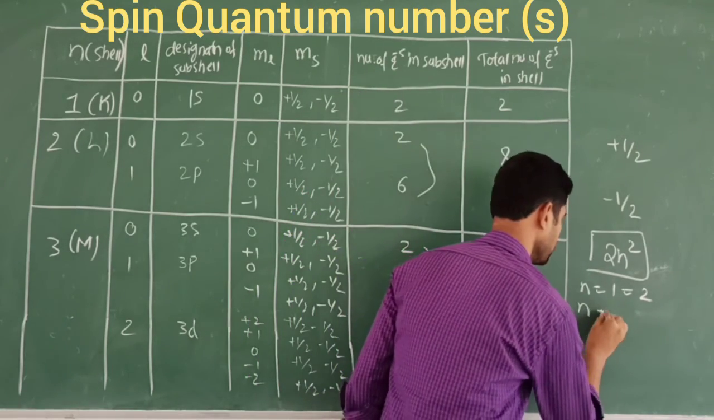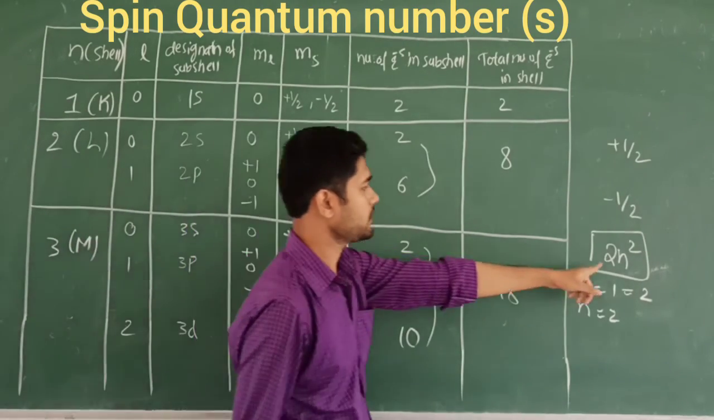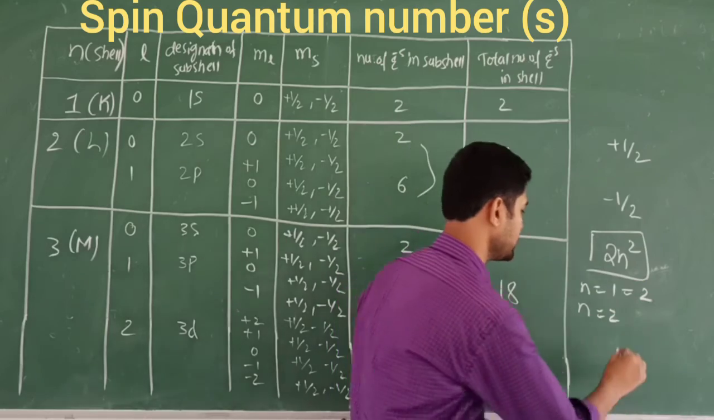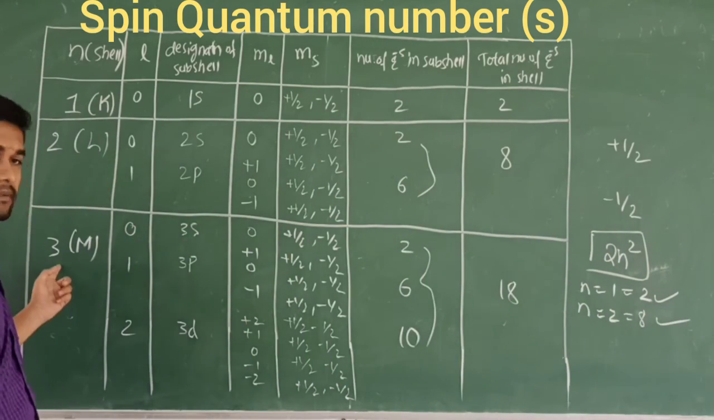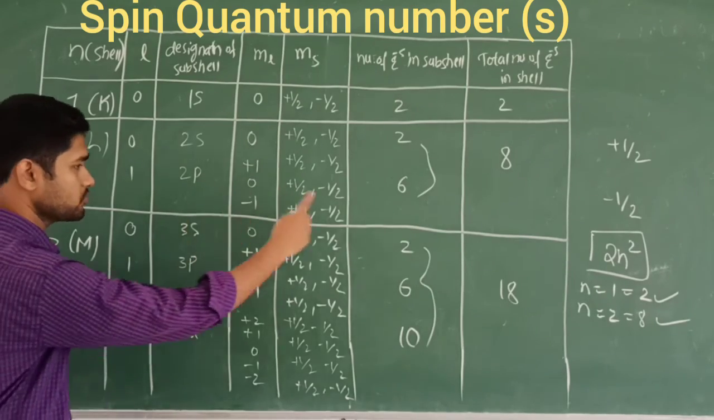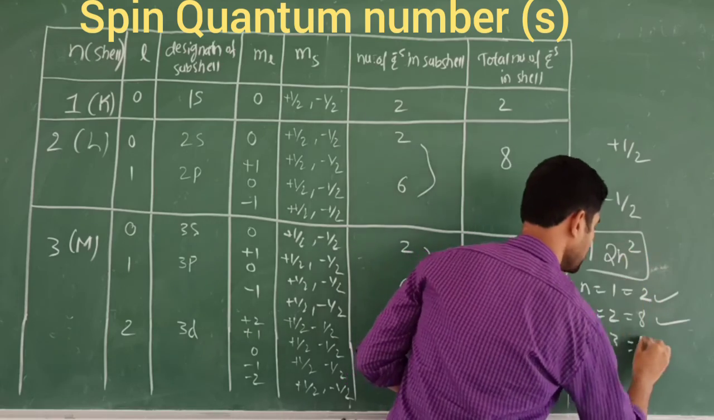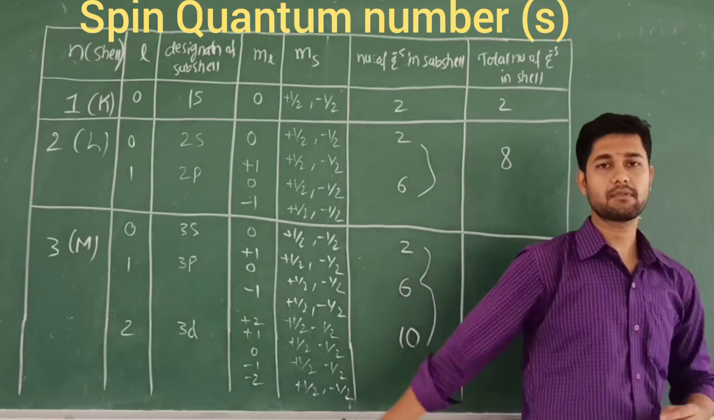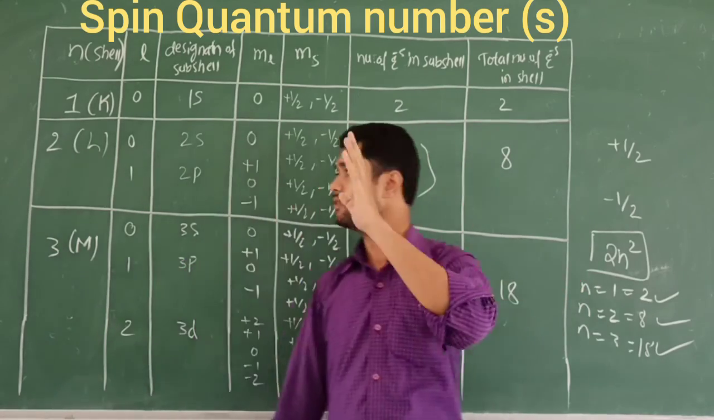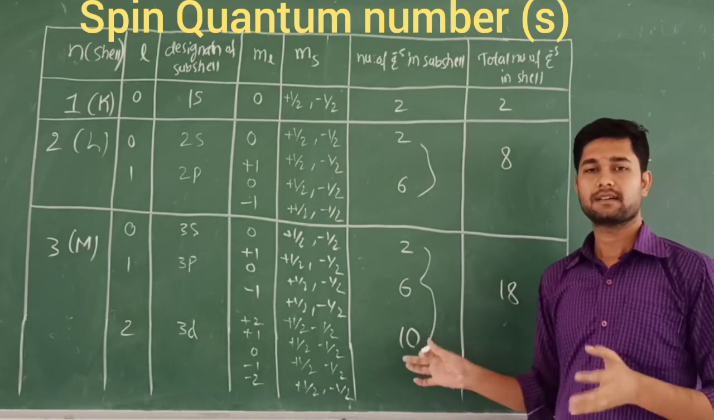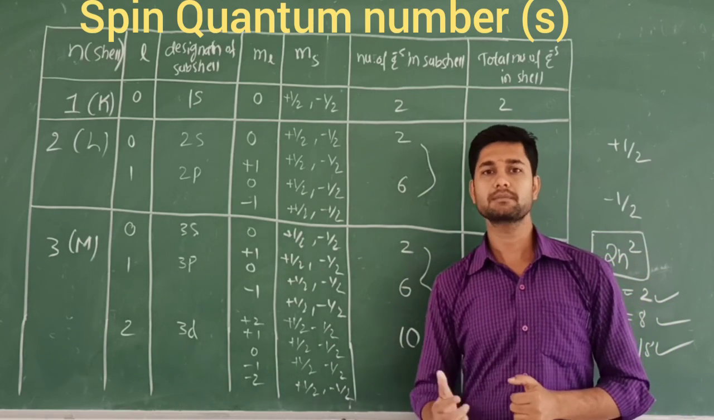Similarly, n is equal to 2. 2 squared is 4, 4 times 2 is 8. Yes, we have done it correctly. Next, n is equal to 3, the main shell 3. How many total electrons did we get here? 18. For n is equal to 3, 3 squared is 9, 9 times 2 is 18. Like this, the maximum number of electrons a shell can accommodate is calculated using this formula. So this is the spin quantum number. We have studied all the four quantum numbers.